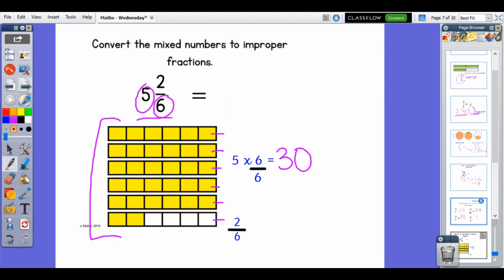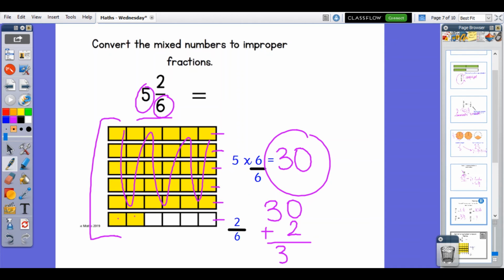So all of these here equal 30. And then I've got these 2 left over here, so I'm going to add those 2 on. So I've got 30 add 2 to give me 32. Then I want to put it as my fraction, and I know I'm using 6 because that's my denominator. So I've got 32/6.